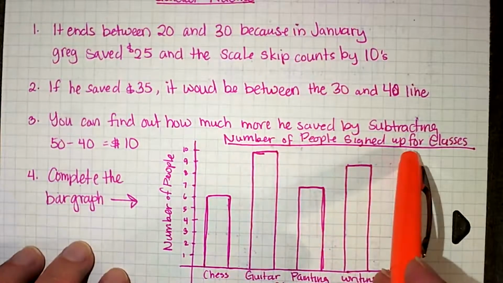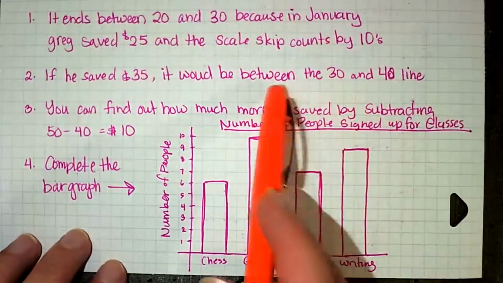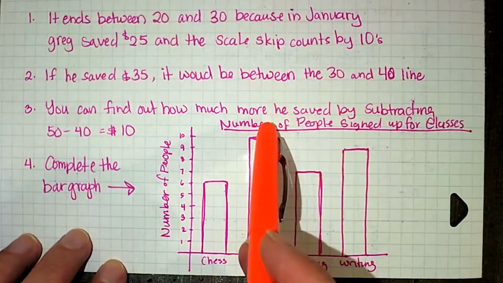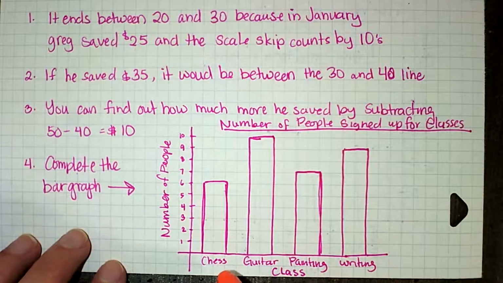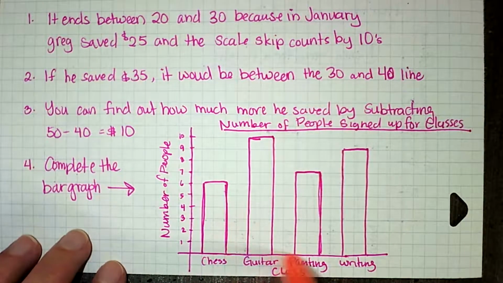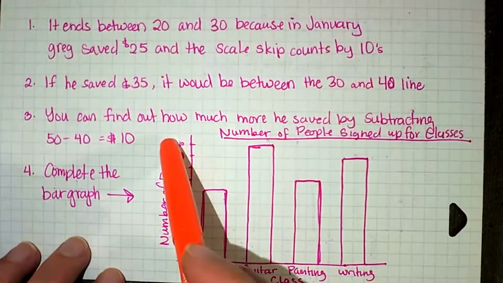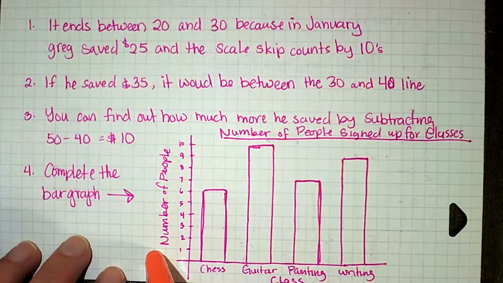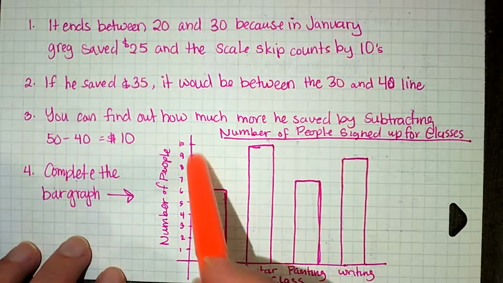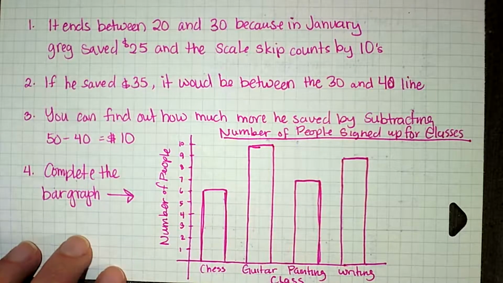So the number of people signed up for classes, that's my title. I know it's a little bit squished under question number 3, but I was running out of space on my paper. Over here, we can see the categories at the bottom: chess, guitar, painting, and writing. And on this side is the number of people. So that's my label for this, how many people were signed up for those classes. And I skip counted by ones here.